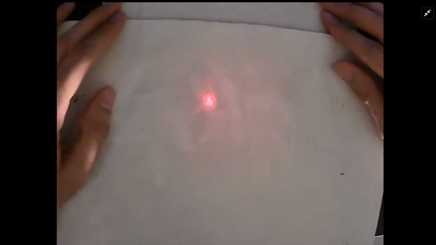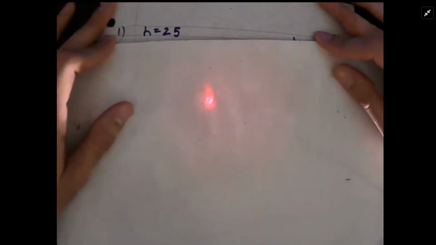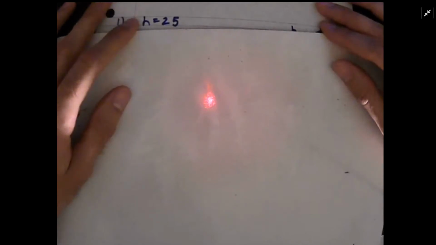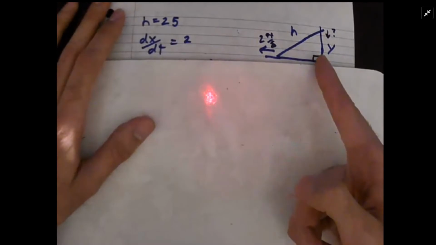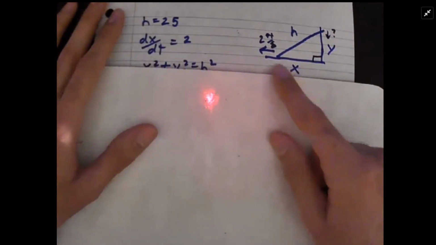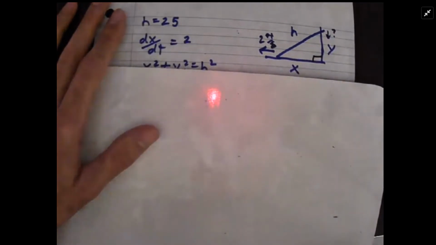kind of with all related rates problems, we want to start off with what we know. So we know that the height of this ladder is 25 feet, which I put as h for the hypotenuse, because this ladder is leaning up against a wall and forms a right triangle here. So I'm going to name the horizontal length x and the vertical y.